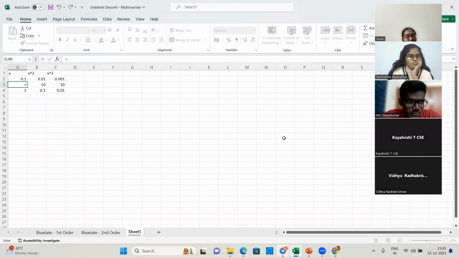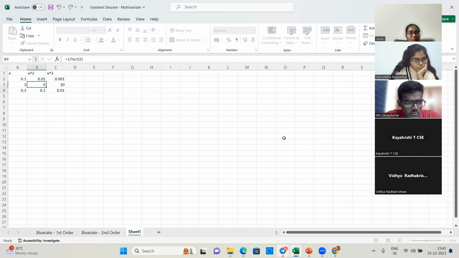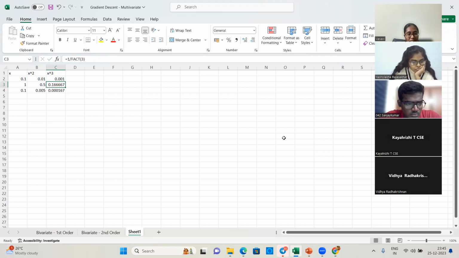I mean, that's again 1 by, I think we have a factorial. Wait a minute. Fact is there. 1 divided by fact of 1. And this is 1 divided by fact of 2. And this is 1 divided by fact of 3. You see, it's much worse.